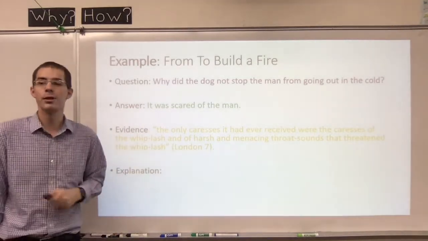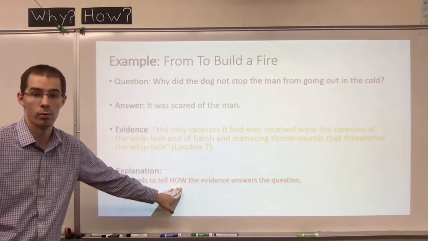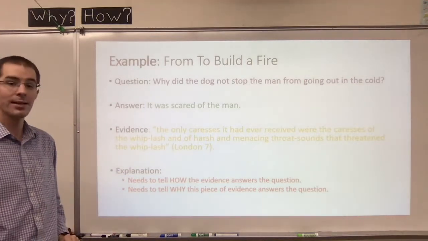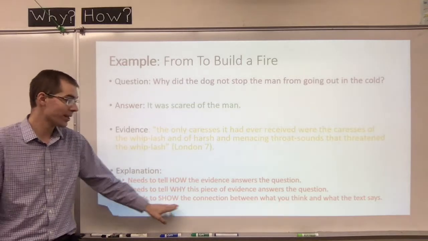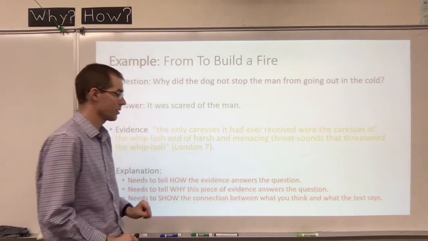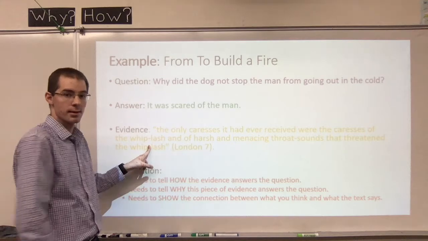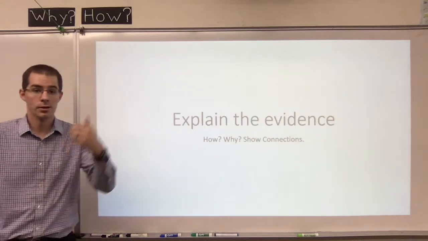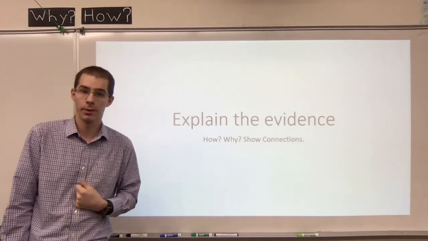Okay, so here's how we do an explanation. Explanation contains different things. It needs to tell how the evidence answers the question. It needs to tell why this piece of evidence answers the question. And it needs to show the connections between what you said and what you think and what the text actually says. Connections between what you think and what this right here says in the evidence. So let's actually explain our evidence. Let's talk about how, why, and how to show connections within our explanation.